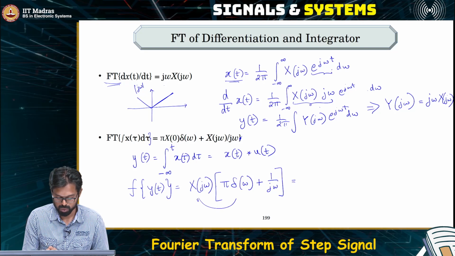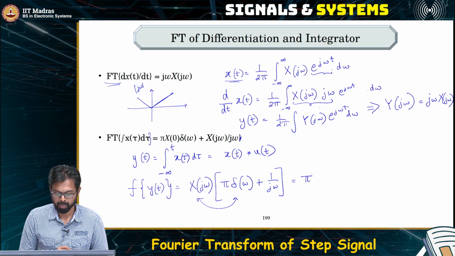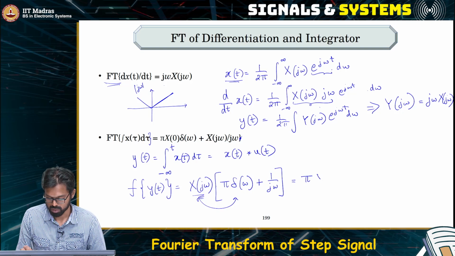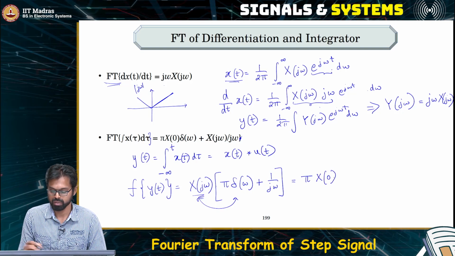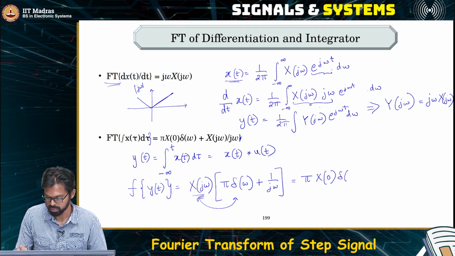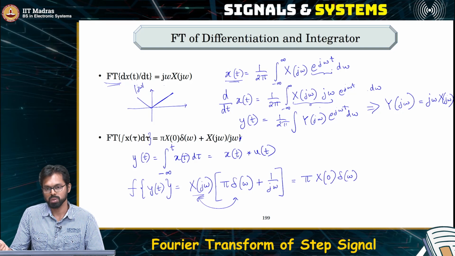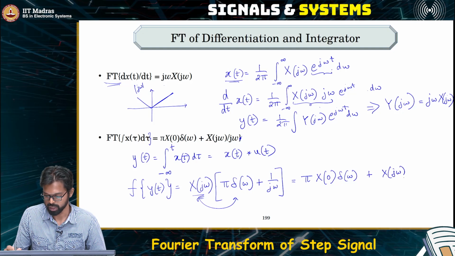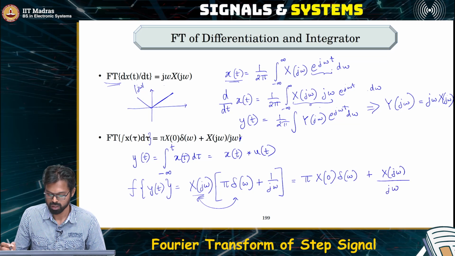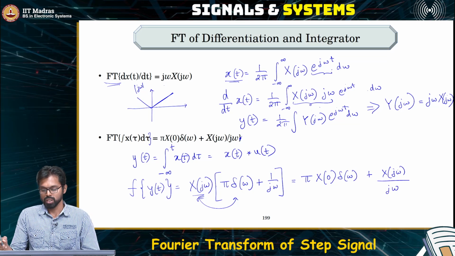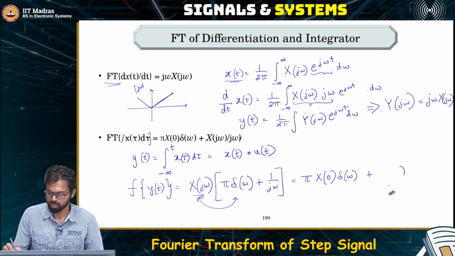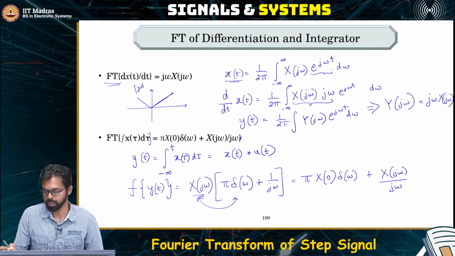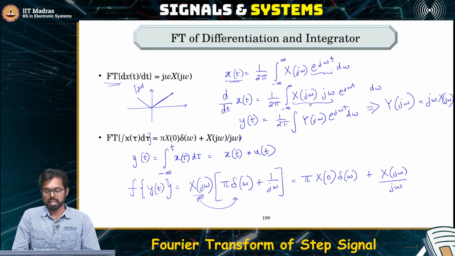So when you multiply these two, what do you get? You get pi. And this term, you know what happens when you multiply with the Dirac delta. Only the value at 0 matters. Everywhere else it anyway gets multiplied with 0, so it's just 0 plus x of j omega by j omega. So this is the output of the integrator.